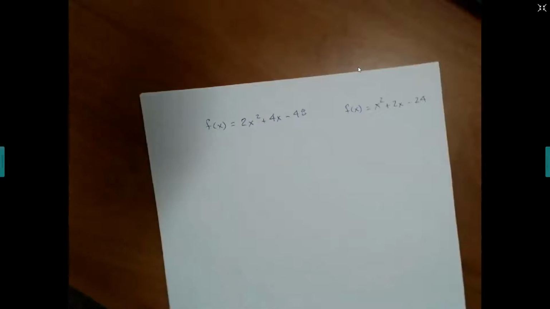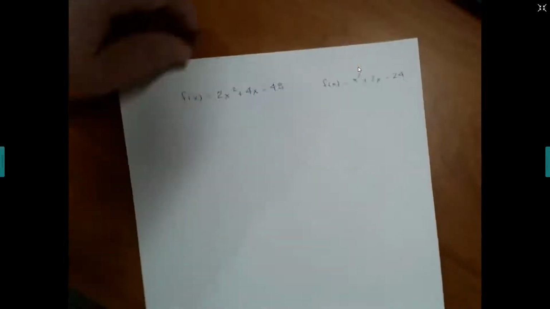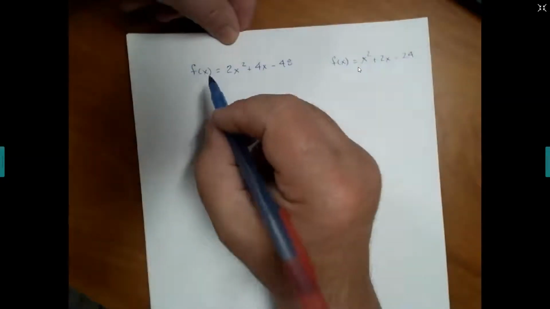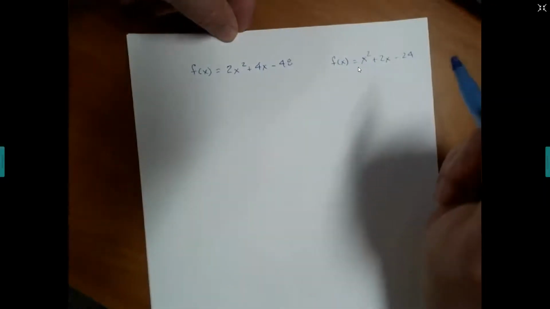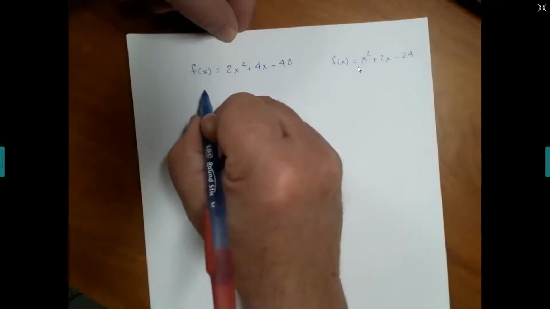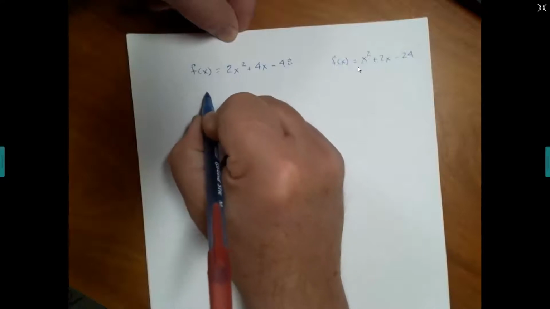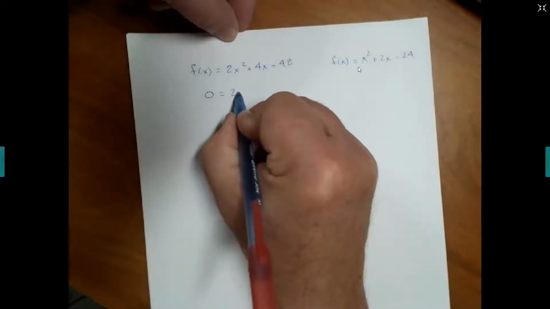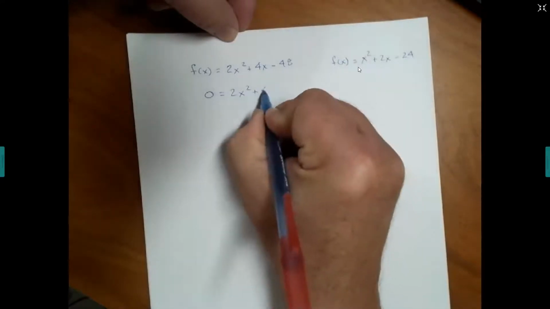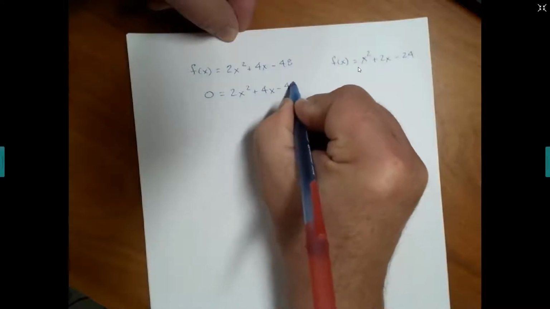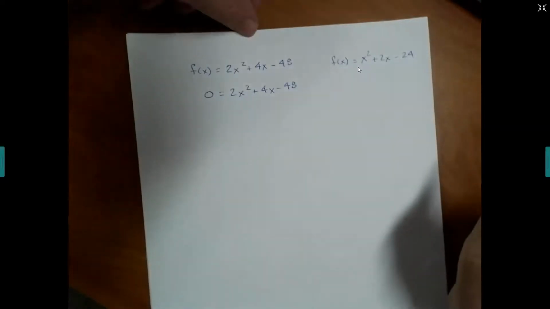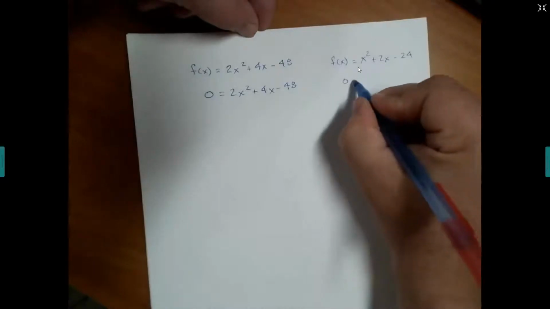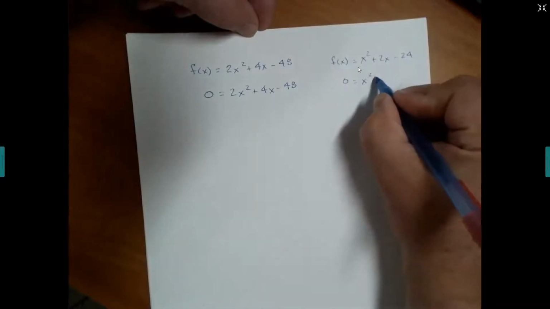To get the X-intercepts, the X-intercept is found when the value of y is equal to what? 0. So I'll set the y values equal to 0.